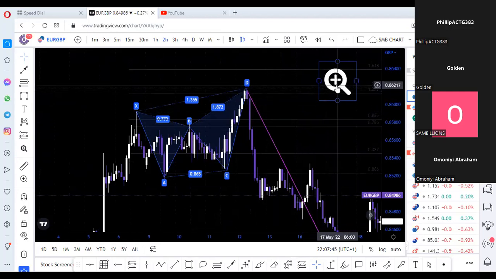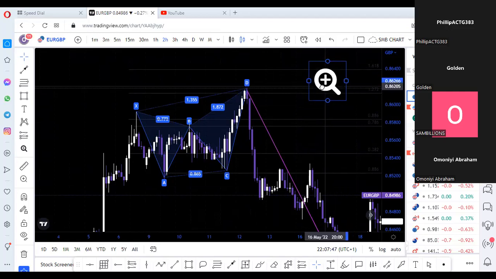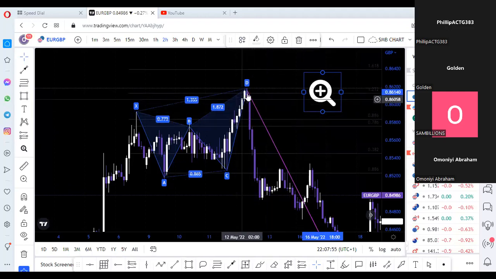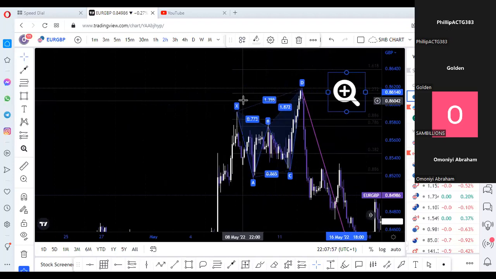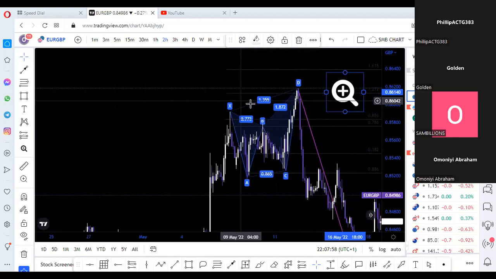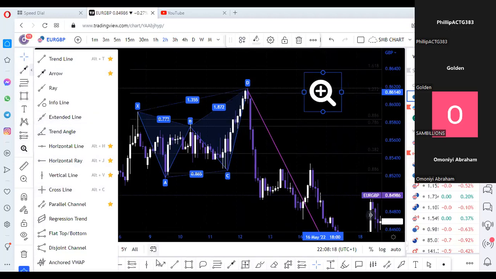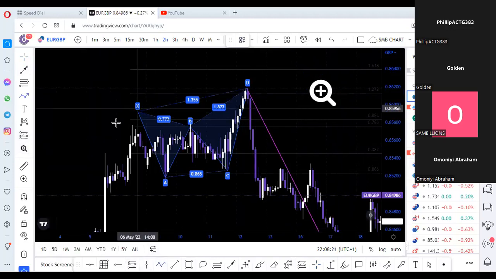Awesome. So now, looking at this chart, you remember you were taught risk management yesterday. You cannot just enter here, because if you look at the side, there's no place where you can really put your SL. If you enter here and price kept on going, then you blow your account. But like I said, what you are going to wait for is this.